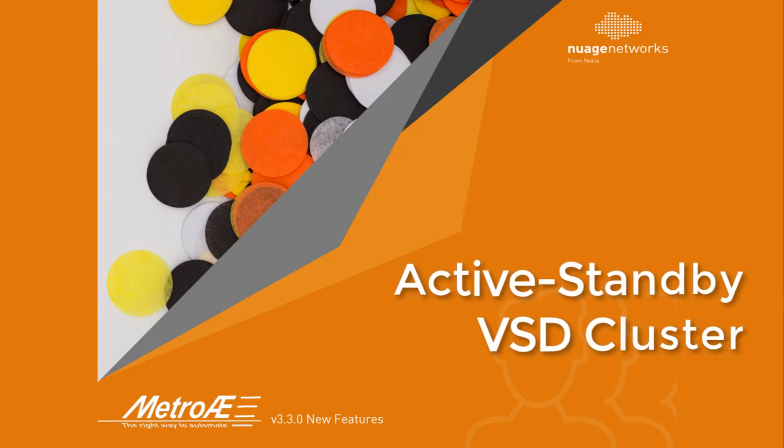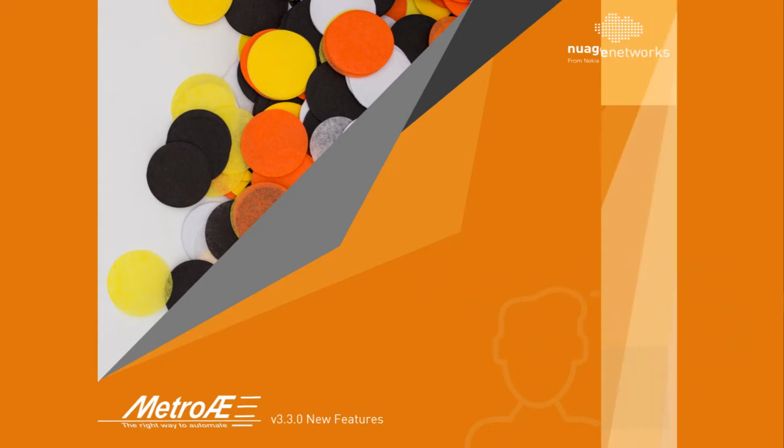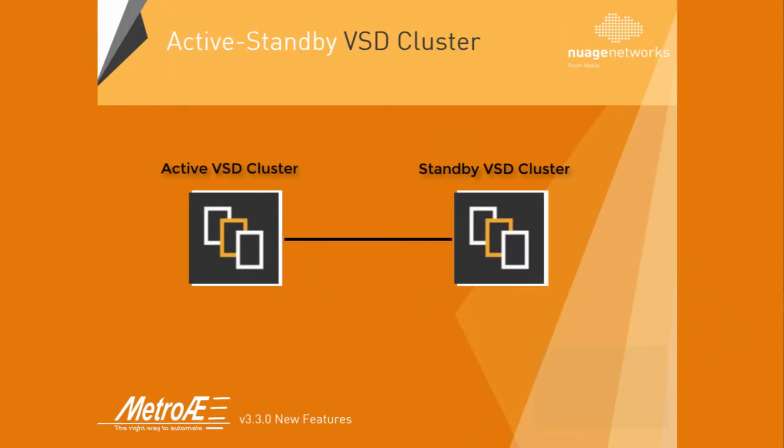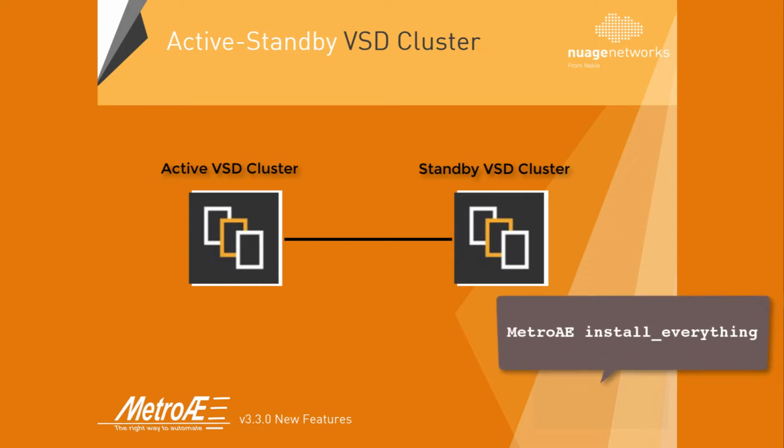MetroAE now supports the installation as well as upgrade of active standby geo-redundant VSD cluster. An active standby VSD cluster contains an active cluster of 3 primary VSDs and a standby cluster of 3 standby VSDs. To create such a configuration using MetroAE, the user will specify the details of all 6 VSDs in the following order: the 3 primary VSDs followed by the 3 standby VSDs in the VSD's deployment file. Once this is configured, run MetroAE install everything and the active standby VSD cluster will be deployed.